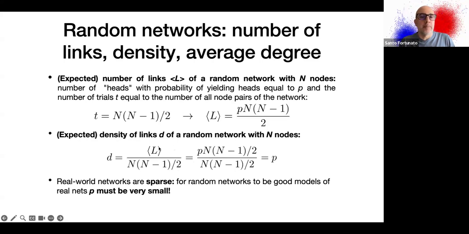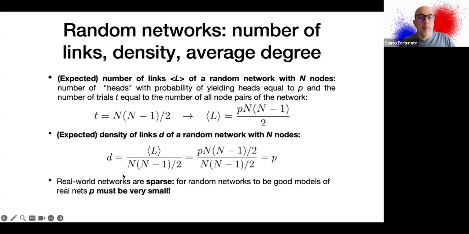So the density is basically the ratio between how many links you have and how many links you can possibly have, which is the total number of pairs, n times n minus 1, divided by 2. If I put this expression instead of average L, you see that the denominator simplifies to the numerator, and what remains is the probability p. So interestingly, in this type of network, the density of links coincides with the probability p.